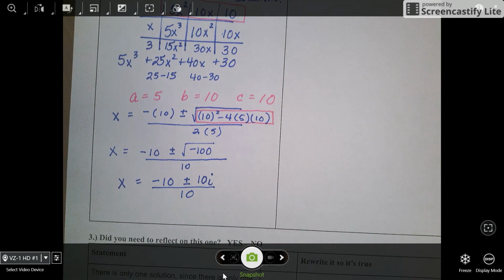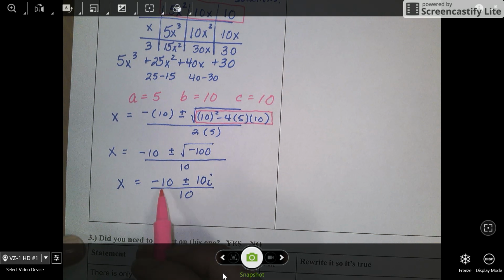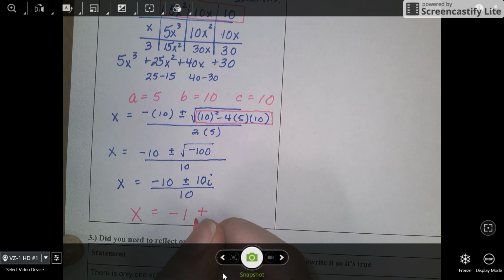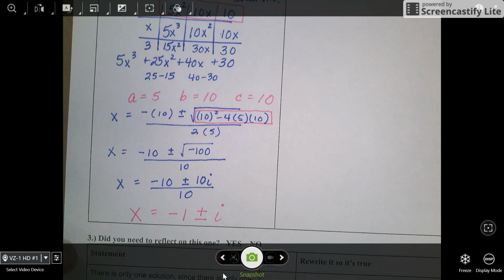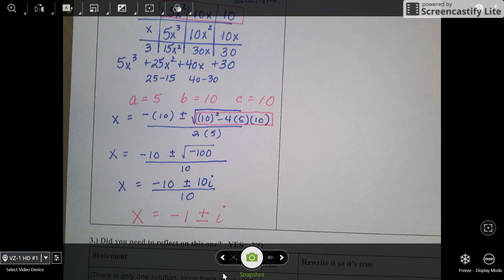Now, that's not the last step because I can simplify. These all happen to have a 10 in them, so that's your greatest common factor. I can divide these all by 10, and my solutions are negative 1 plus and minus i. So that's the answer to 2A. So you're going to move on and practice 2B yourself.